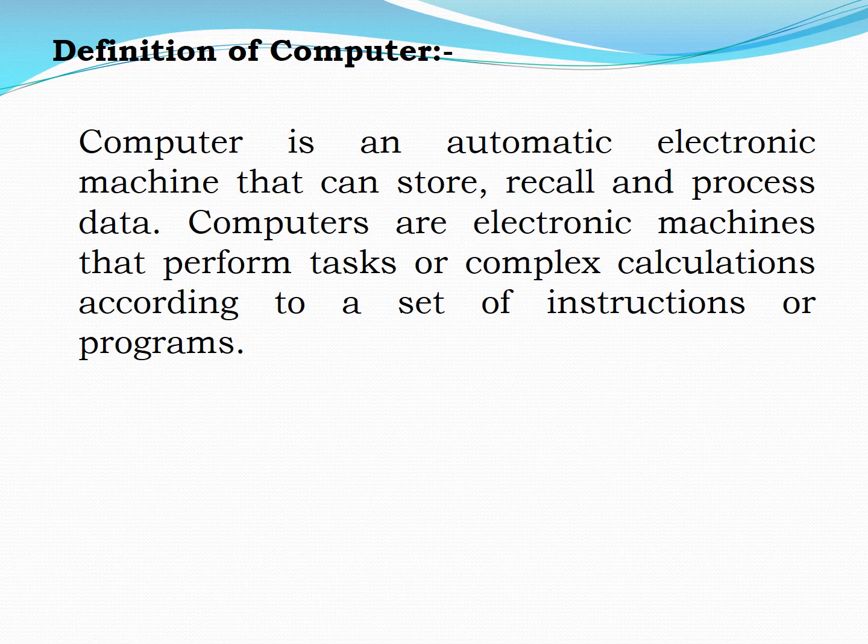Once again, the definition: a computer is an automatic electronic machine that can store, recall, and process data. Computers are electronic machines that perform a task or complex calculations according to a set of instructions or a program. This is the definition of a computer. We'll see what the characteristics of a computer are.